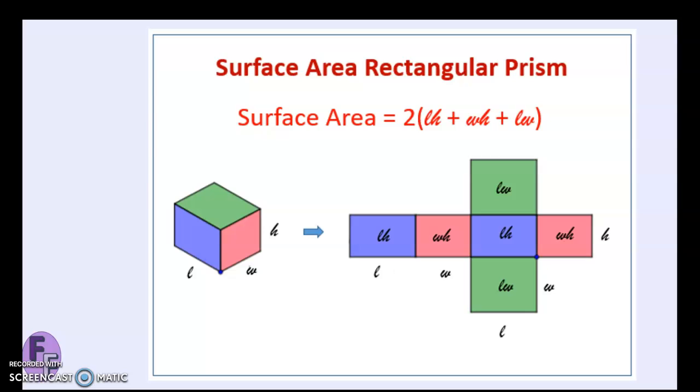Rectangular prisms also have a formula you can use for surface area. As long as you know the length, width, and height, you can substitute in the numbers to get the surface area. The formula is 2 times length times height plus width times height plus length times width. This is taking all of the faces and adding them together and then doubling it because there's 2 of each face.